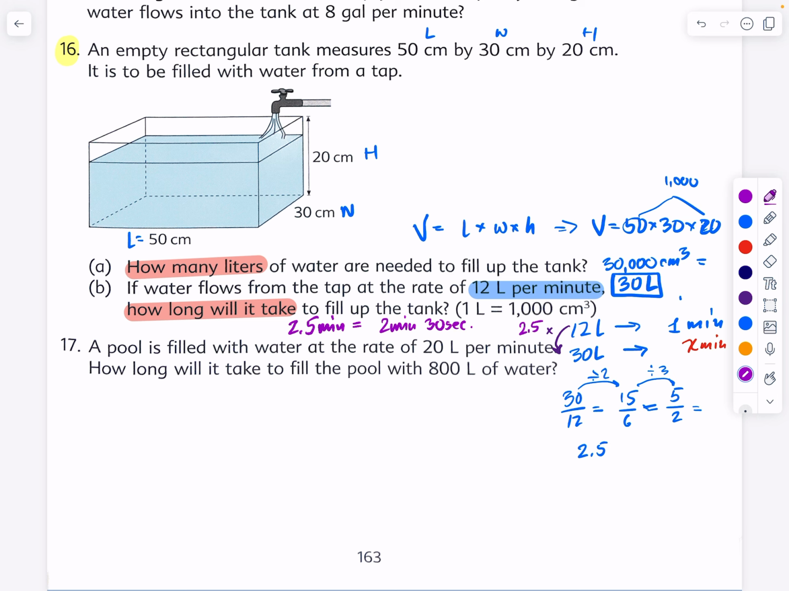I hope these problems make sense, and I hope you're getting a hang of how we set up the ratio, how we tie two ratios together and solve for how long will it take or how many will it be. This is what we call proportion.